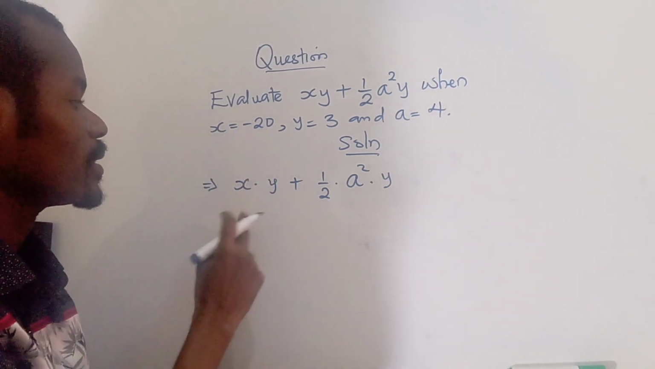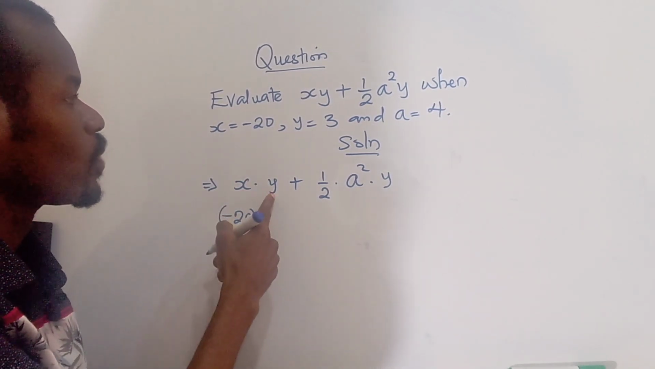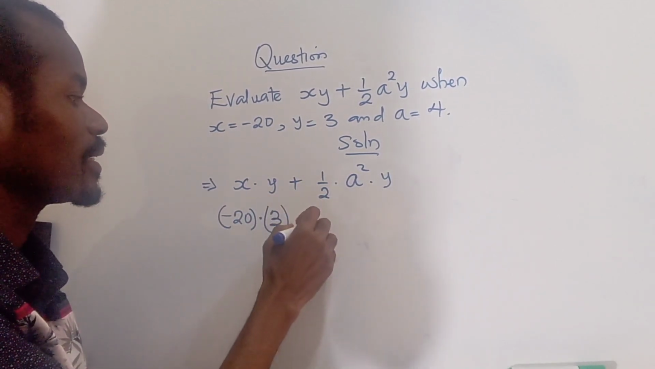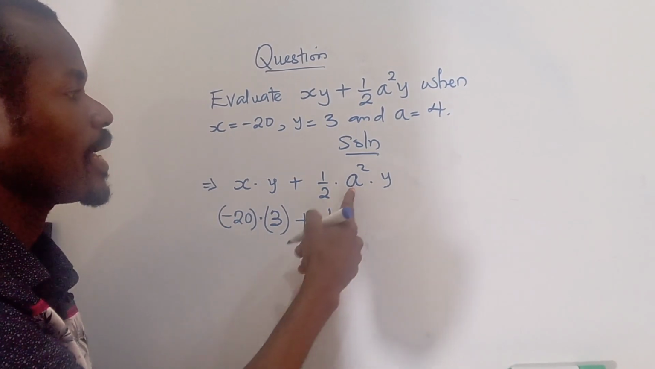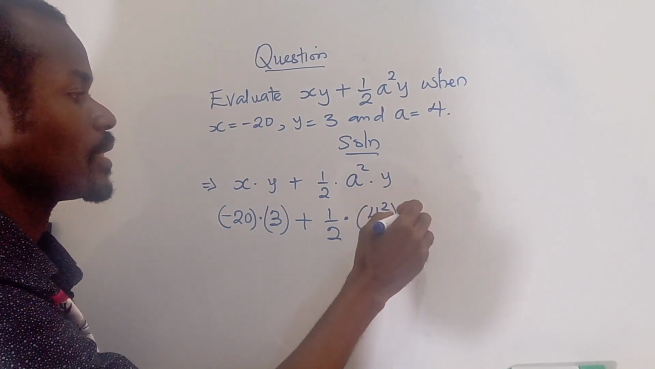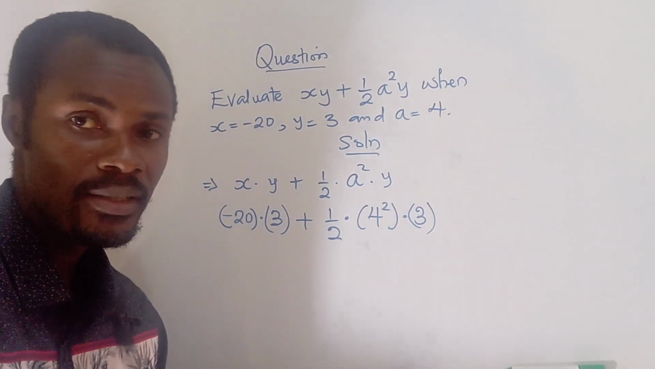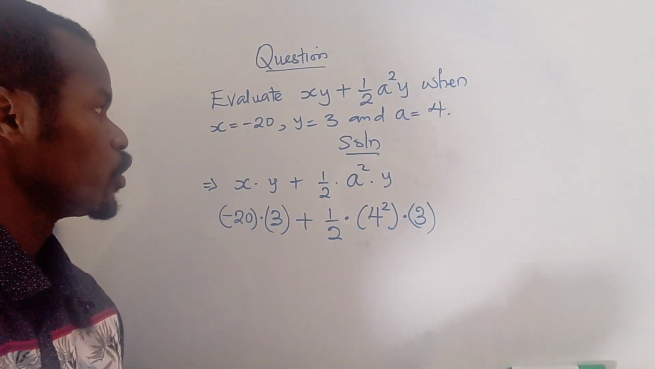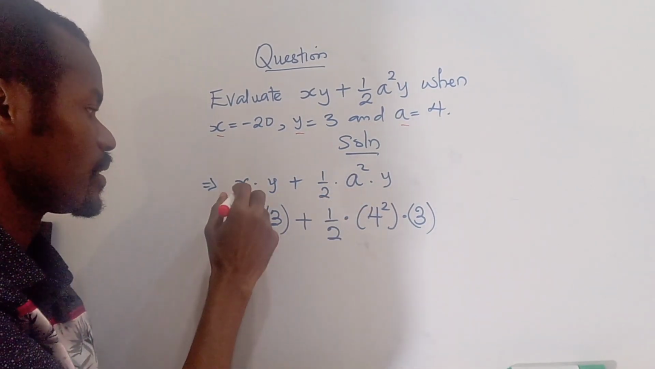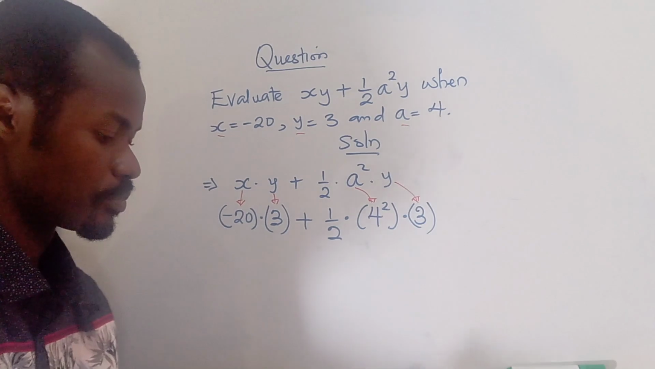So our x is minus 20. In place of this I'm going to put minus 20. So this is going to multiply y. Y is 3, so this will multiply 3. Okay, so we have plus, and this is half, multiply our a squared, which is 4 squared. And these will multiply y, which is also 3. Alright? So this is called substitution. We input the values of x, y, and a into this expression. So this is our x, this is our y, this is our a, and this is our y.